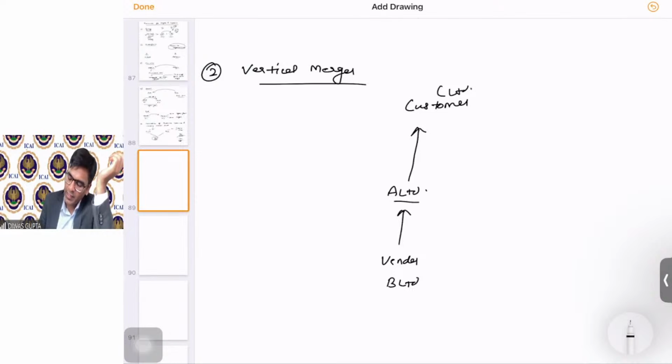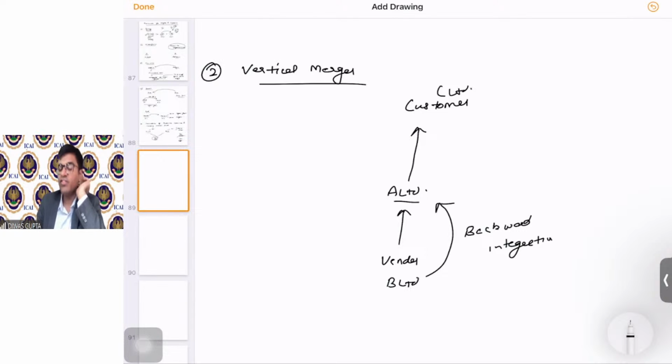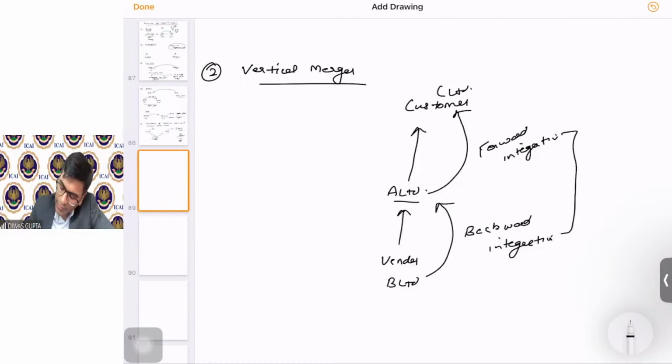So if A Limited gets merged with B Limited, this is called backward integration. B Limited is absorbed by A Limited, and now A Limited is saying that even the part the vendor was doing, now I will do that and I will reap such benefits. So that is where A Limited will be said to have a backward integration with B Limited. Similarly, if C Limited gets merged with A Limited, this is called forward integration. And both these integrations are called vertical merger.